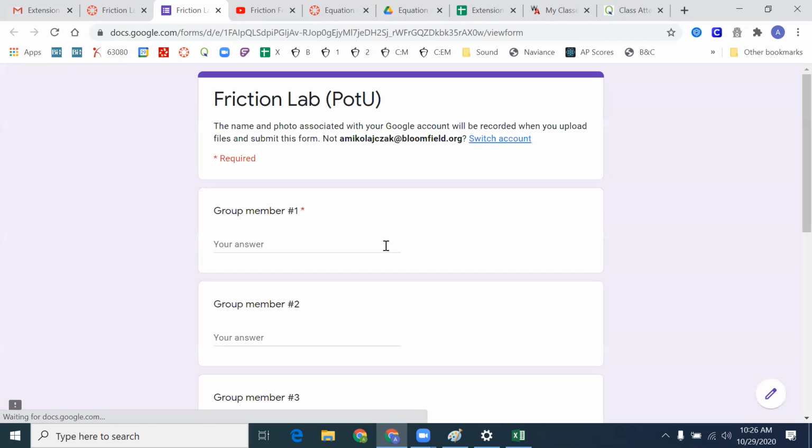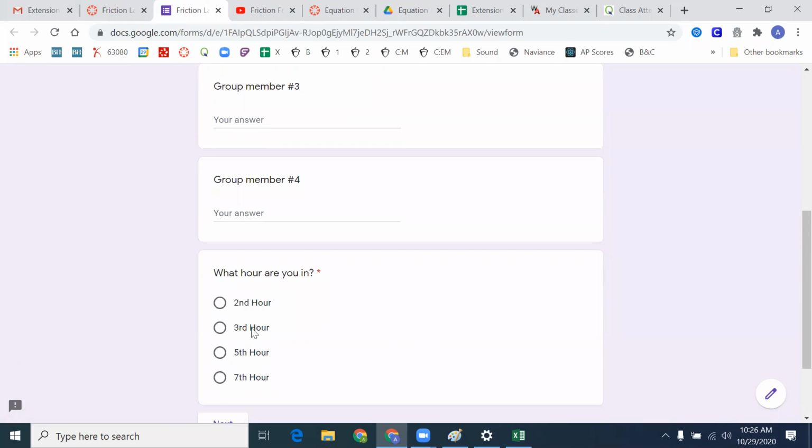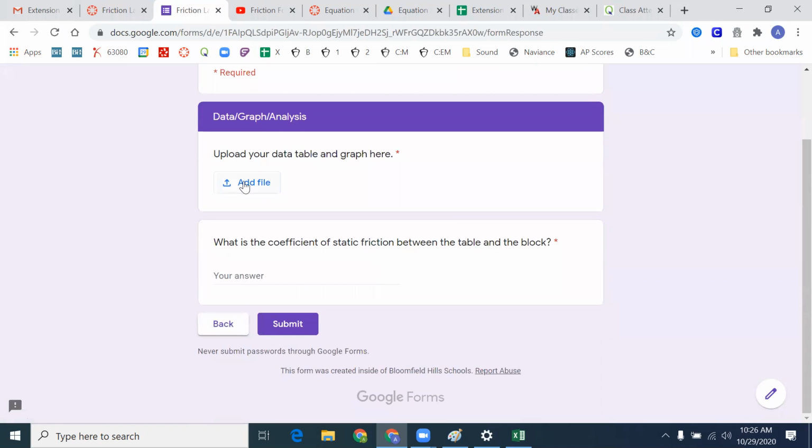You'll submit the lab here. When you go to submit the lab, you will see the group member name, that's yours, and then you can have up to 3 other group members. You select the hour that you're in, and there's only 2 things you need to do. You need to upload the data table and the graph.